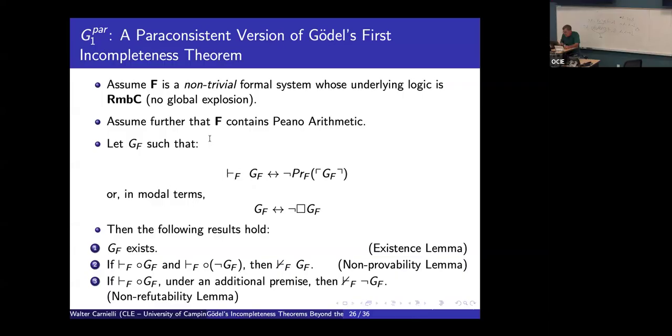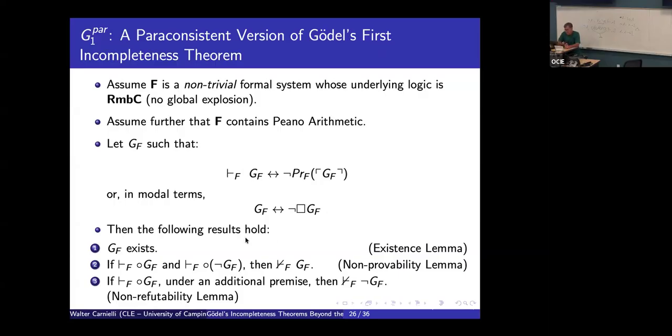So, assuming that it contains Peano arithmetic, let GF be given by the diagonalization lemma. GF is equivalent to: I do not prove the formula whose name is GF. Or in modal terms, translating this line into modal terms, I have that GF is equivalent to not provable GF. Then the following results hold.